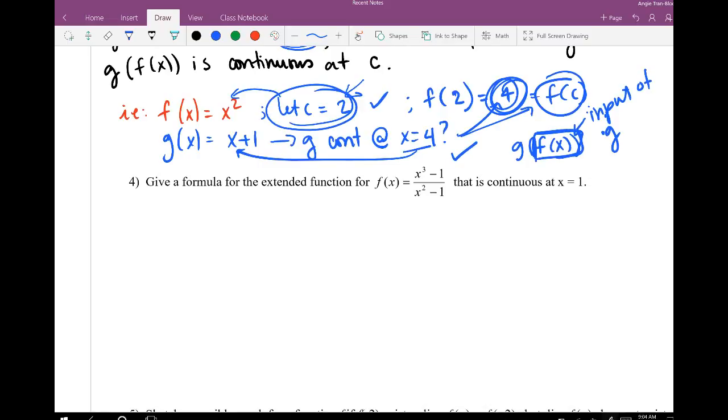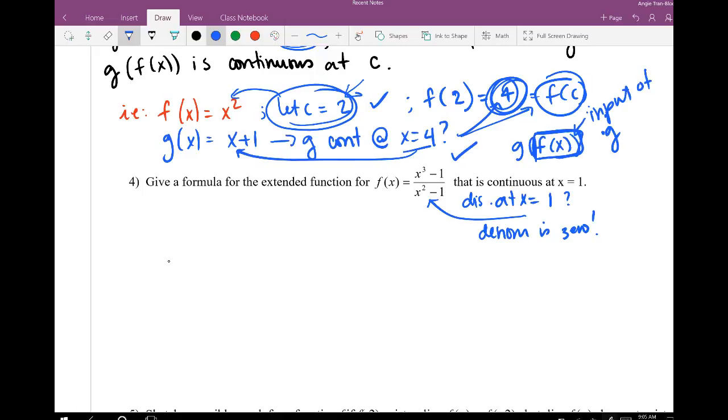Example 4: give a formula for the extended function for f of x equals (x to the third minus 1) all divided by (x squared minus 1). Would you agree right now there is a discontinuity at x equals 1? Why is it a discontinuity? Because when I plug in 1 for x, the denominator is 0. Okay, that causes a discontinuity.